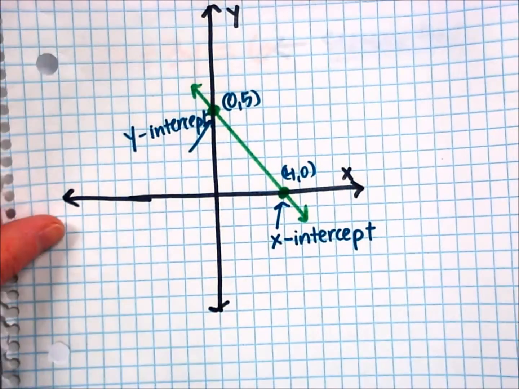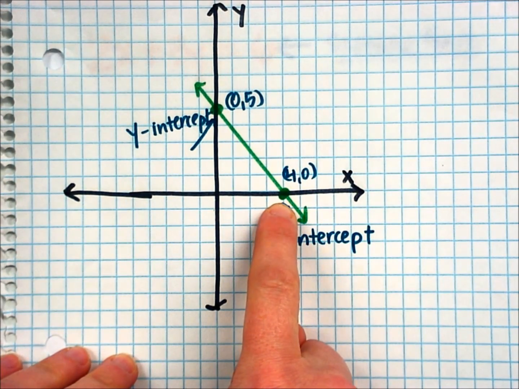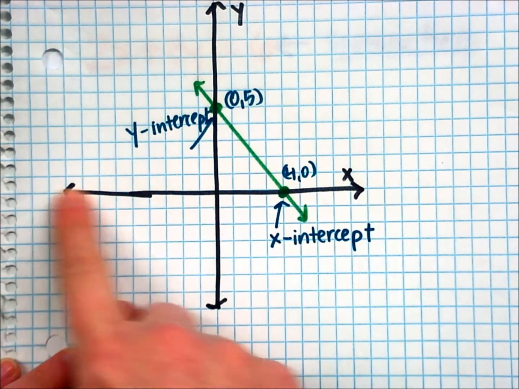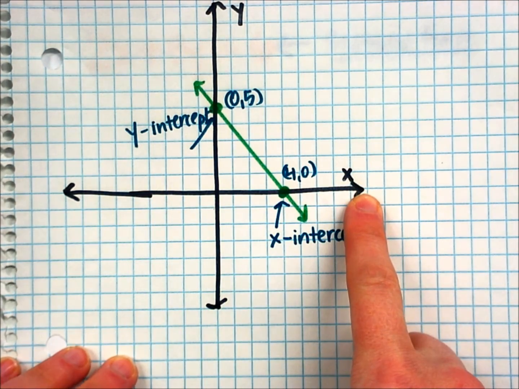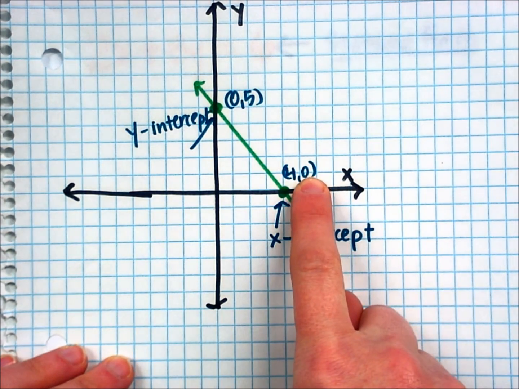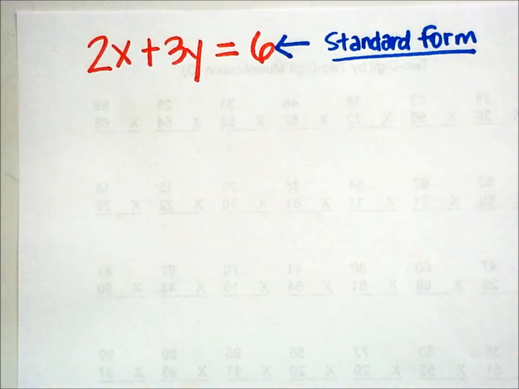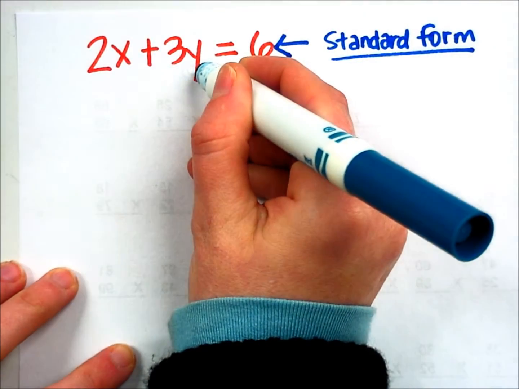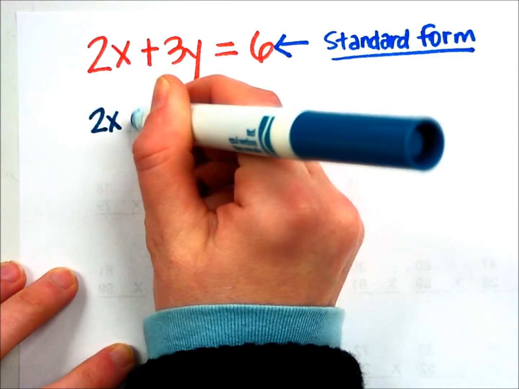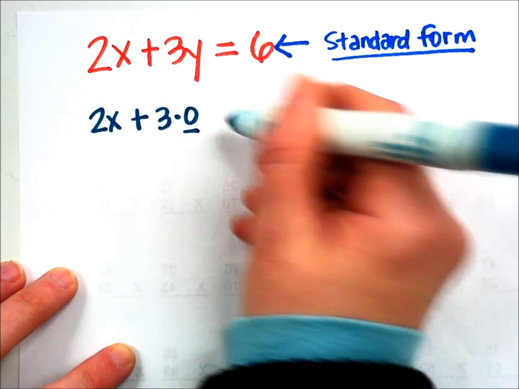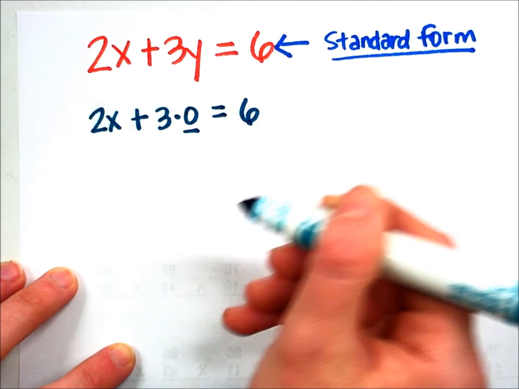So let's go back to our graph. Notice that the x-intercept is always going to be a point on the x-axis. All points on the x-axis have y-coordinates of 0. So in order for me to find the x-intercept, I must substitute a 0 in place of y. So I'm going to rewrite this equation, but instead of y, I'm placing a 0, or substituting a 0.